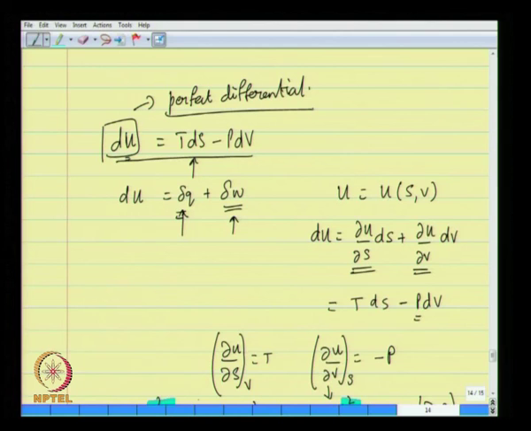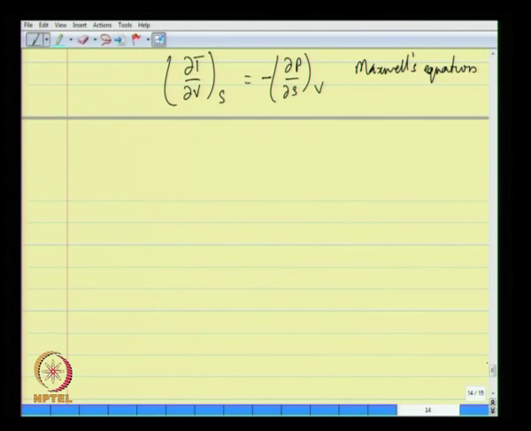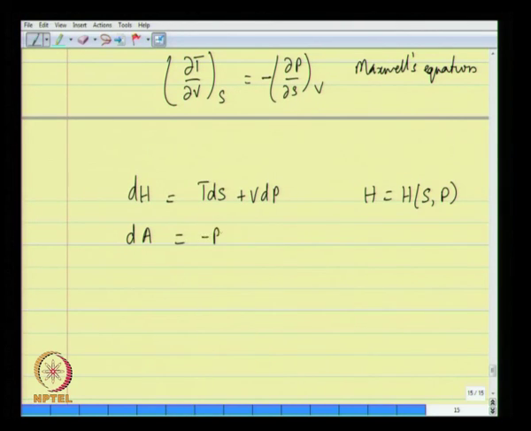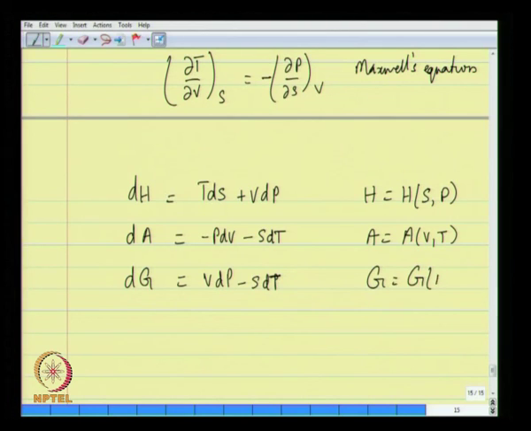So you can see that T is expressed as a derivative with respect to one variable and P is expressed as a derivative with respect to another variable, and it leads to one Maxwell equation. And it is immediate that when you write the other three such quantities, namely for enthalpy, dH is equal to T dS plus V dP, that is H as a function of S and P, and dA, the Helmholtz free energy, as minus P dV minus S dT, that is A is a function of V and T, and lastly the Gibbs free energy as dG is equal to V dP minus S dT, that is G is a function of P and T.